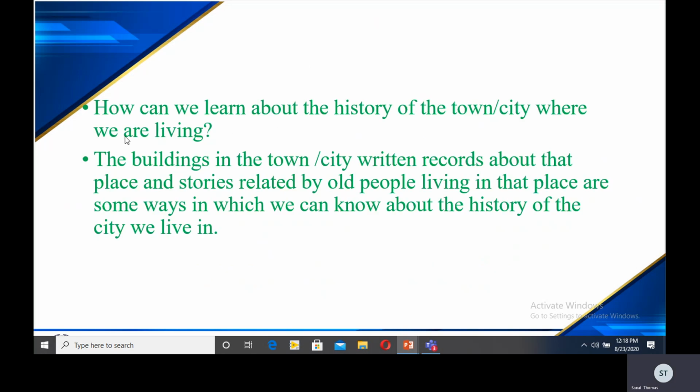So, here is one question. How can we learn about the history of the town or city where we are living? The buildings in the town or city, the written records about that place and stories related by old people living in that place are some ways in which we can know about the history of the city we live in.